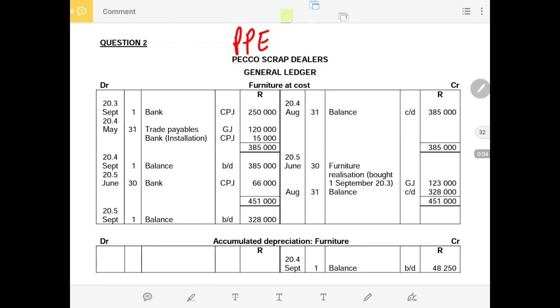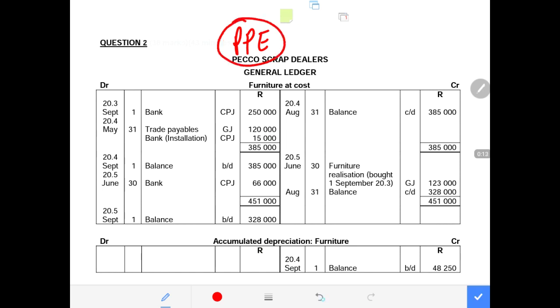Let me take this opportunity to record this question on property, plant and equipment, which in abbreviation we say is PPE. But don't forget that property, plant and equipment also include vehicles.